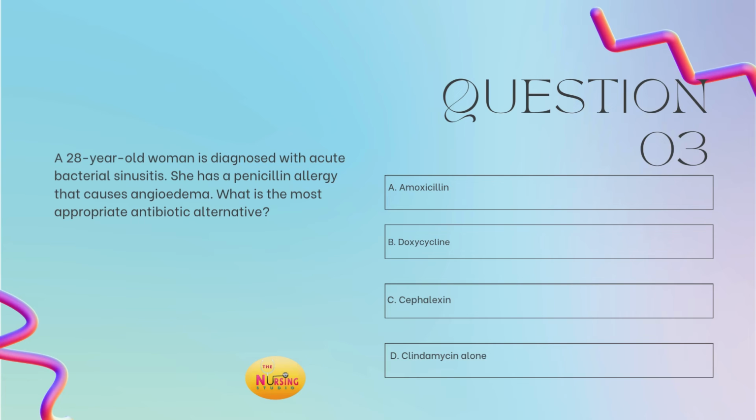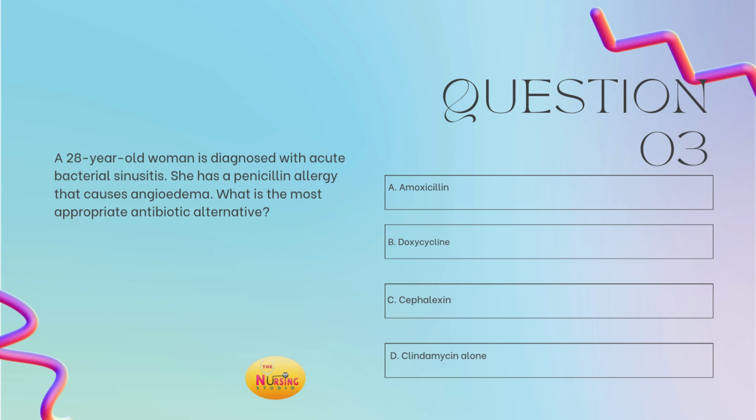All right, and lastly, question number 3. A 28-year-old woman is diagnosed with acute bacterial sinusitis. She has a penicillin allergy that causes angioedema. What is the most appropriate antibiotic alternative? Is it A, amoxicillin? Is it B, doxycycline? Is it C, cephalexin? Or is it D, clindamycin alone? Take a moment and tell me what you got in the comments, y'all.